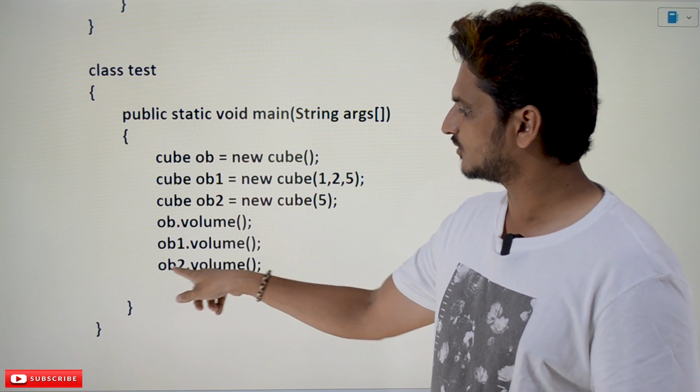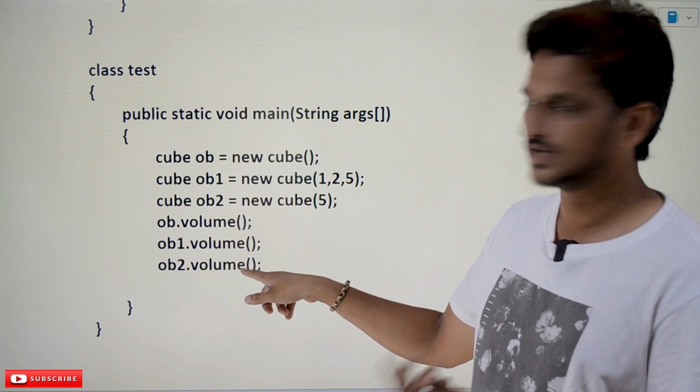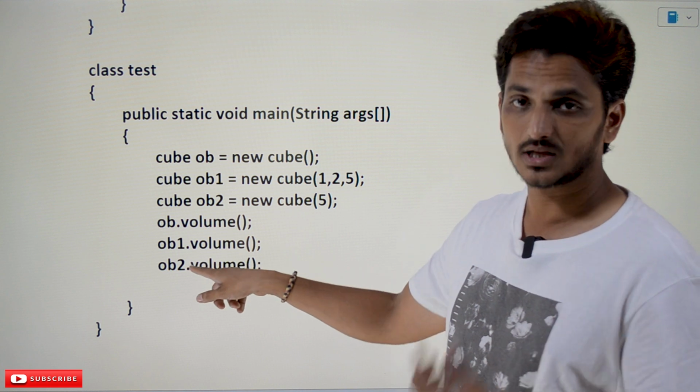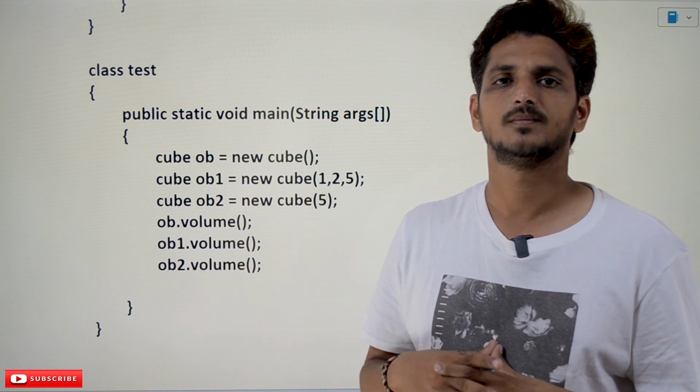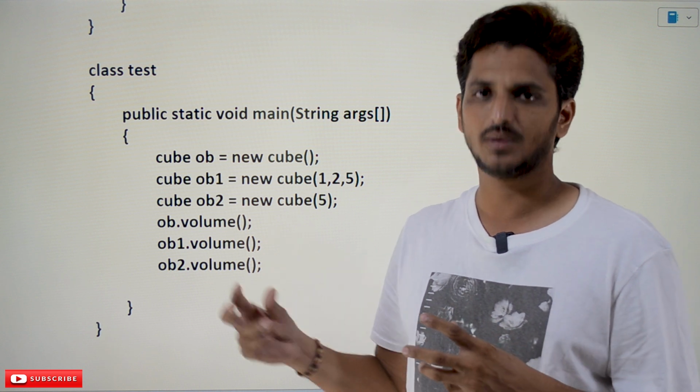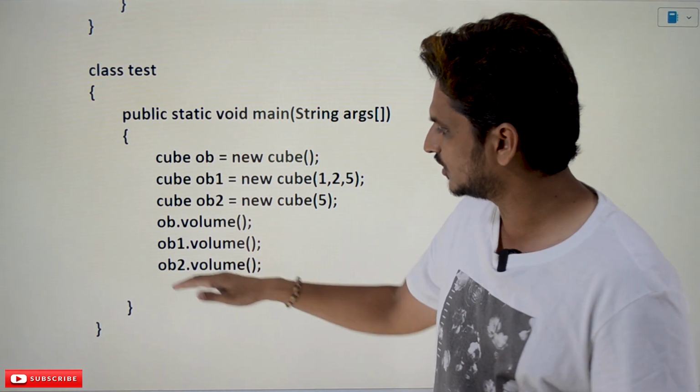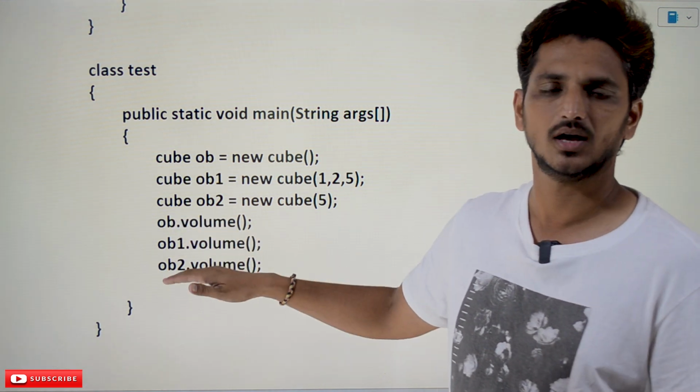What is the third one? ob2.volumeOf(). See here. What is the volume of ob2? What are the length, width and height values for ob2? 5, 5, 5. So 5 multiplied by 5 multiplied by 5. That is the output which we are going to get for these three objects.